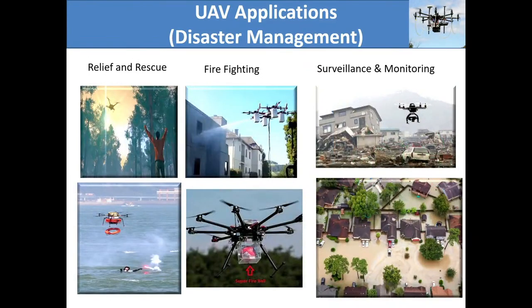Then of course the disaster management we have been talking about. So relief and rescue: you can identify people who are stuck in the disaster and you can just send people to rescue them. You can throw swimming tubes or some life jackets in case of flood. Then firefighting in case of building fire, where the height is very much, say a 40-50 story building where a normal firefighting vehicle could not reach, drones can be sent to that place and the fire can be put out. Then fire extinguishing balls. Then surveillance and monitoring.